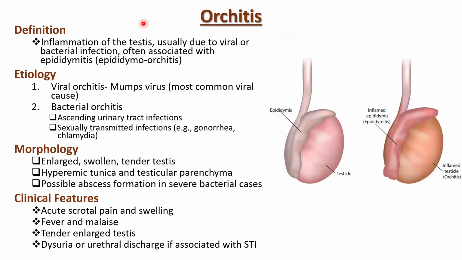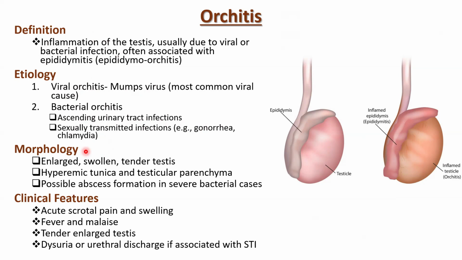So what is orchitis? Orchitis is inflammation of the testes. That is a simple definition. Of course, it can be caused by bacteria, viruses. What are the causes? Viral orchitis, especially mumps. Bacterial orchitis, especially for the people who have urinary tract infections. And also remember STIs, sexually transmitted infections, which are gonorrhea and chlamydia.